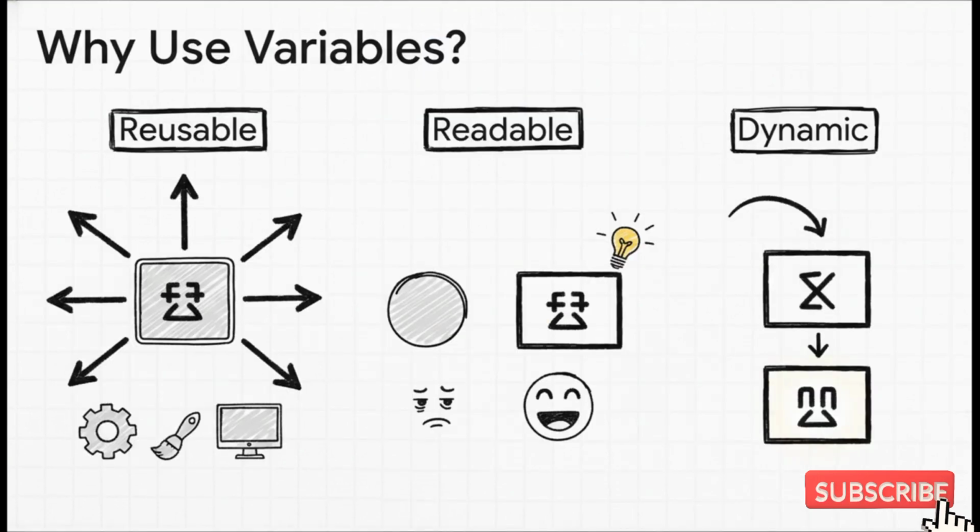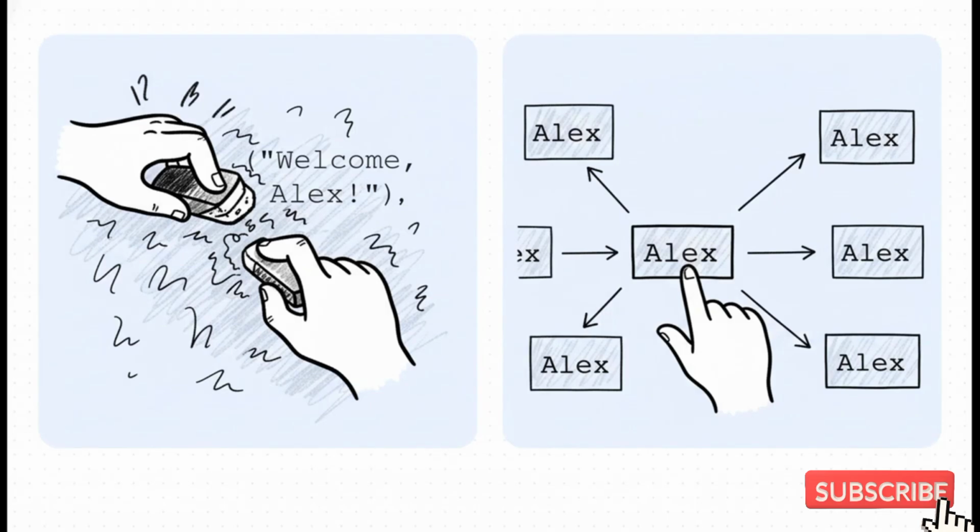Well, here's the big deal. Variables basically give your code superpowers, and there are three of them. They make your code reusable, you write the information once, and you can use it everywhere. They make it readable, player score tells you a lot more than just seeing the number 100 floating around. And most importantly, they make it dynamic, which means the value inside the box isn't stuck there forever. It can change. Let's just look at this side by side.